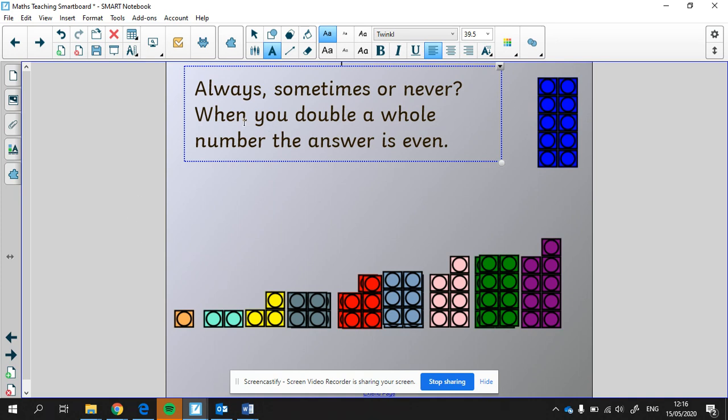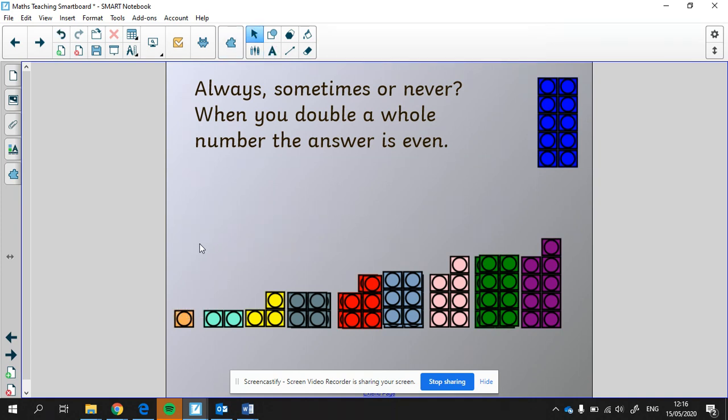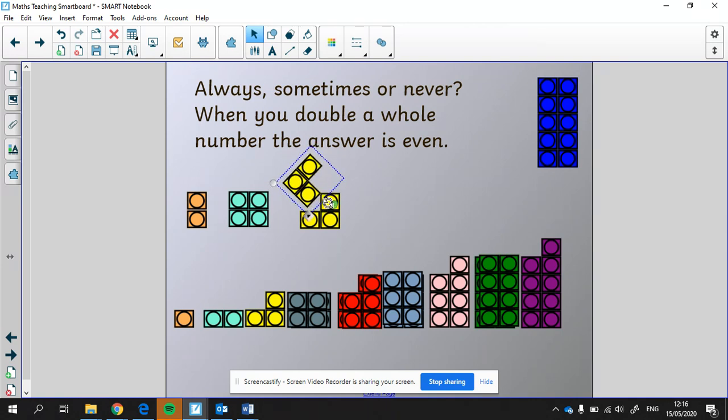So, when you double a whole number, the answer is even. So let's have a look. If we're doubling 1, we'd get 2. If we double 2, we get 4. If we double 3, we get 6. Let's do a bit of predicting. Can you predict if the answer will be odd or even if I double 9? Let's check, see if you were right.